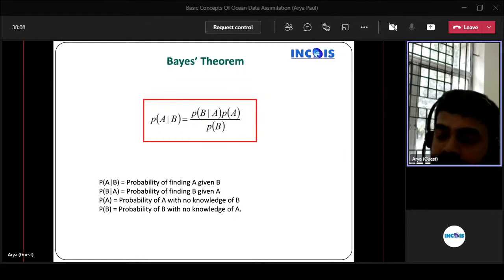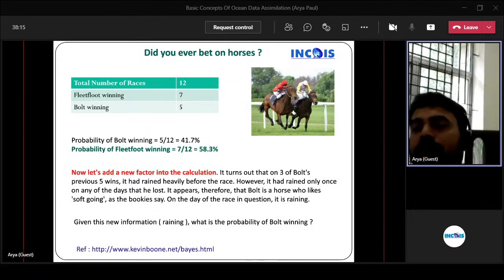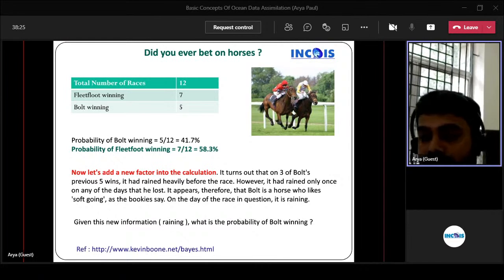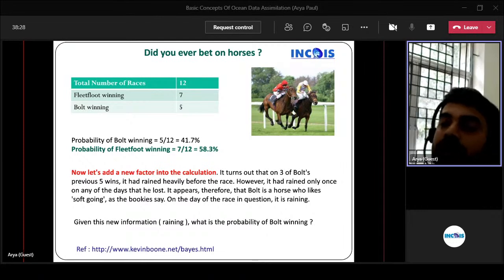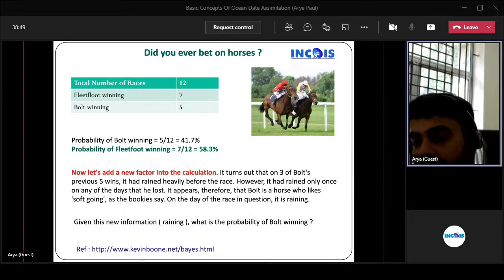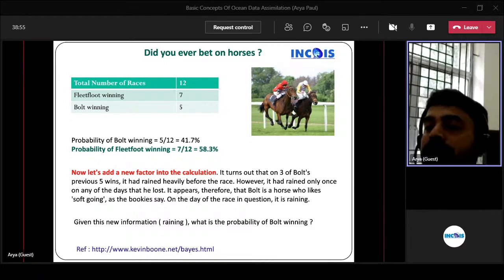Now we'll try to understand it through a very basic example, about betting on horses. I'm not encouraging any of you to bet on horses, but let's say that someone amongst us is inclined to. So what is the knowledge that I have? Let's say there are two horses. One horse is called Fleetfoot, the other is called Bolt. Out of the 12 races that these two horses have run together, Fleetfoot has won 7 of the races and Bolt has won 5 of the races.